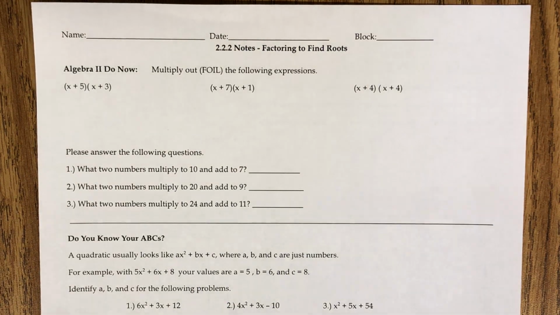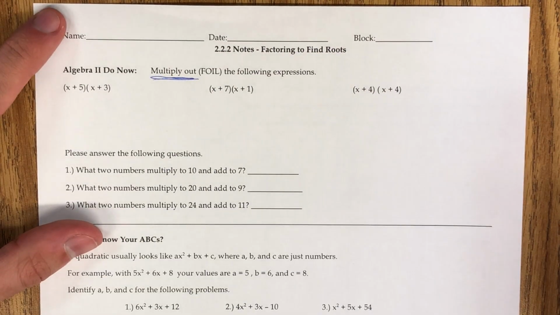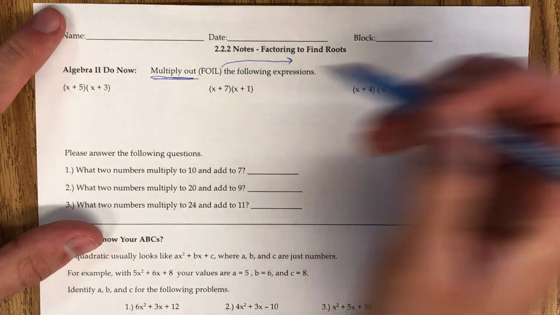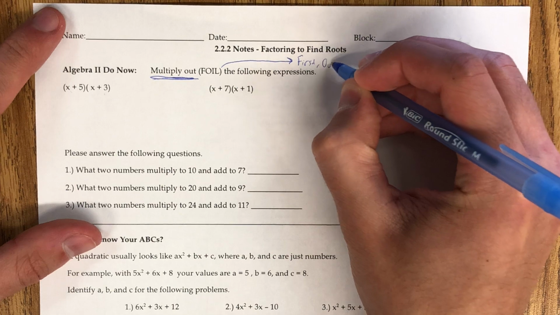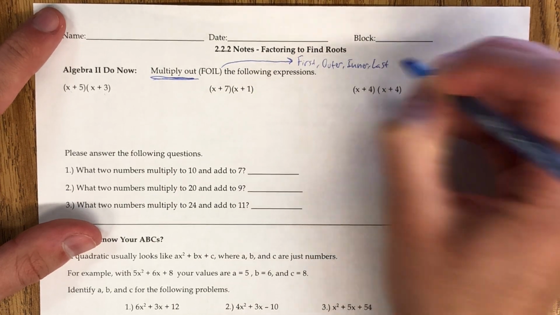Let's start by doing some multiplying. So it says multiply out or FOIL the following expressions. Remember that term FOIL we use when we're multiplying two binomials. And FOIL stands for first, outer, inner, last.